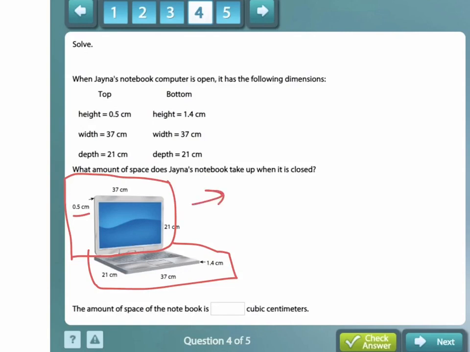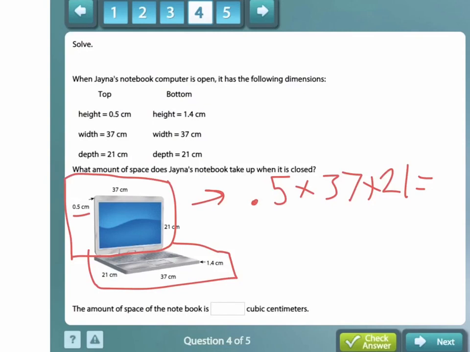First, you want to find the volume of the screen, so it's going to be 0.5 centimeters times 37 centimeters times 21 centimeters. You can do this by hand, but since it's just practice for homework, and if you know how to, you don't need the multiplication practice, go ahead and use a calculator to help you solve this.